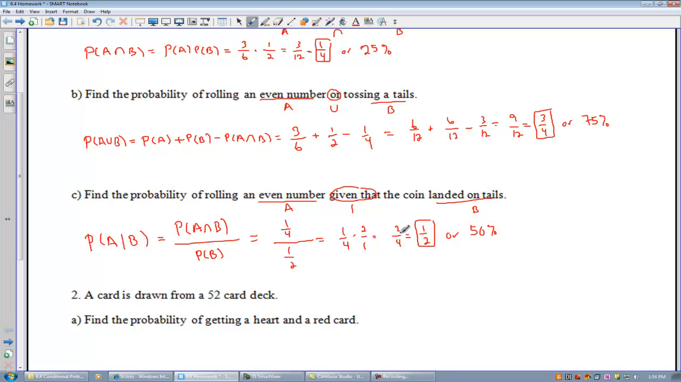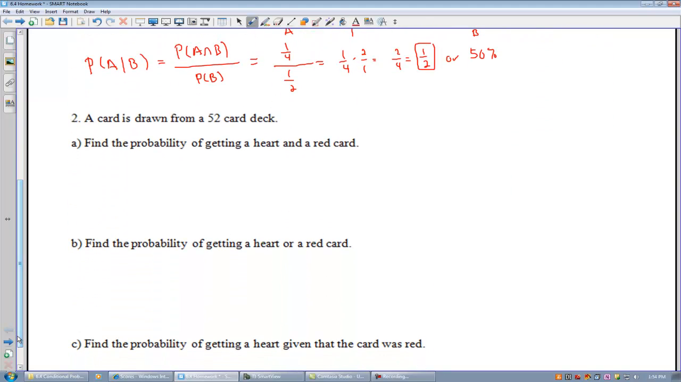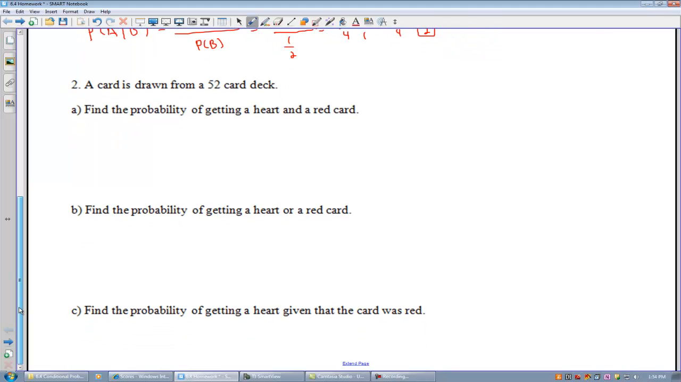Now, you could have done this part of the problem without even knowing the rest of it, because you'd say, okay, well, what's the probability of rolling an even number given that you threw a tails? You toss a tails? Well, the tails doesn't matter, right? So it's just a probability, basically, of getting an even number. There are 3 even numbers. There's 6 choices, so 3 over 6, or 1/2, which is 50%. And so that's the idea. Let's look at number 2 now, which is kind of similar.